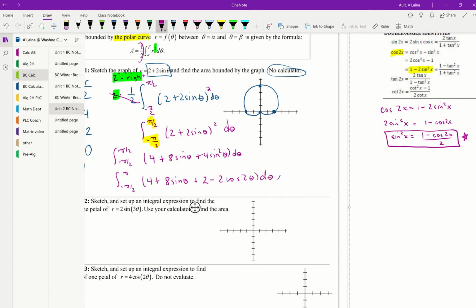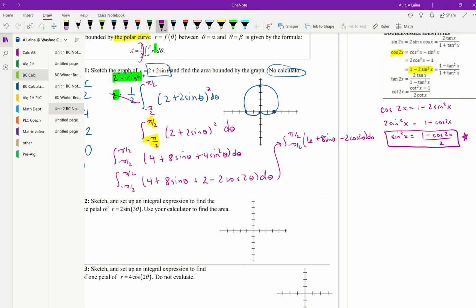And I could simplify this if I'd like. This is the definite integral from negative pi over 2 to pi over 2 of 6, when I combine like terms, plus 8 sine of theta minus 2 cosine of 2 theta d theta.